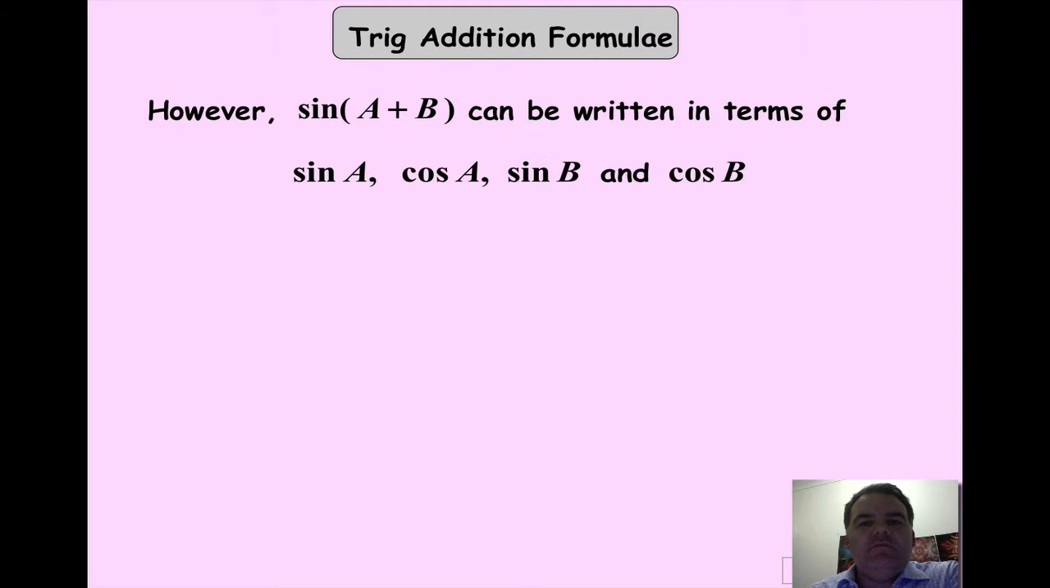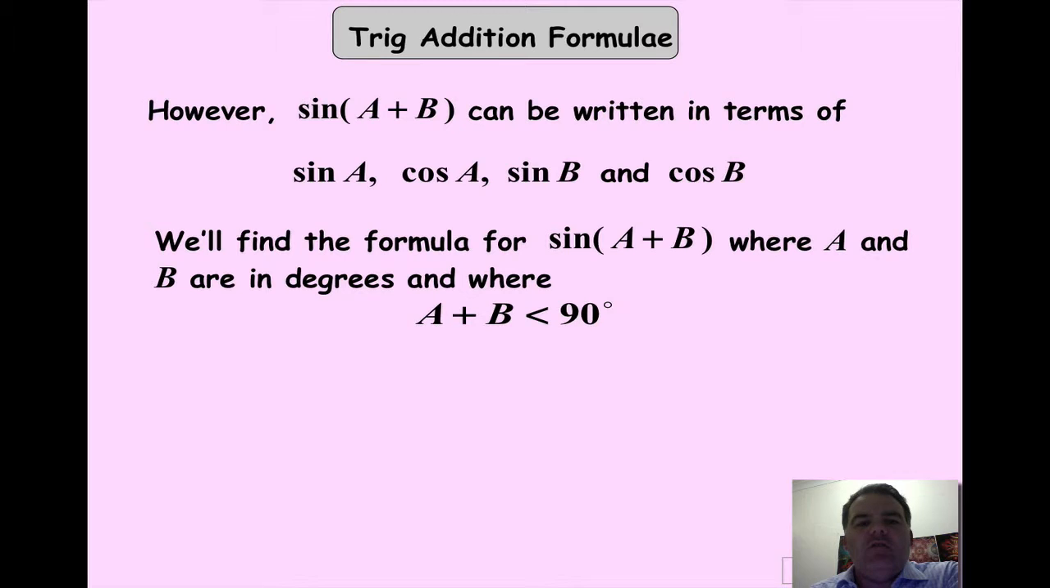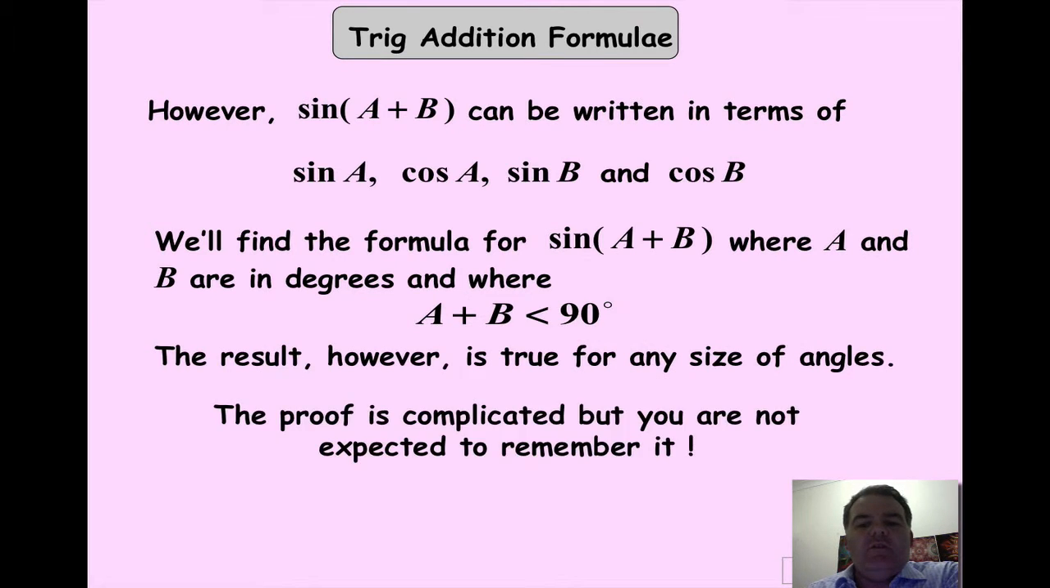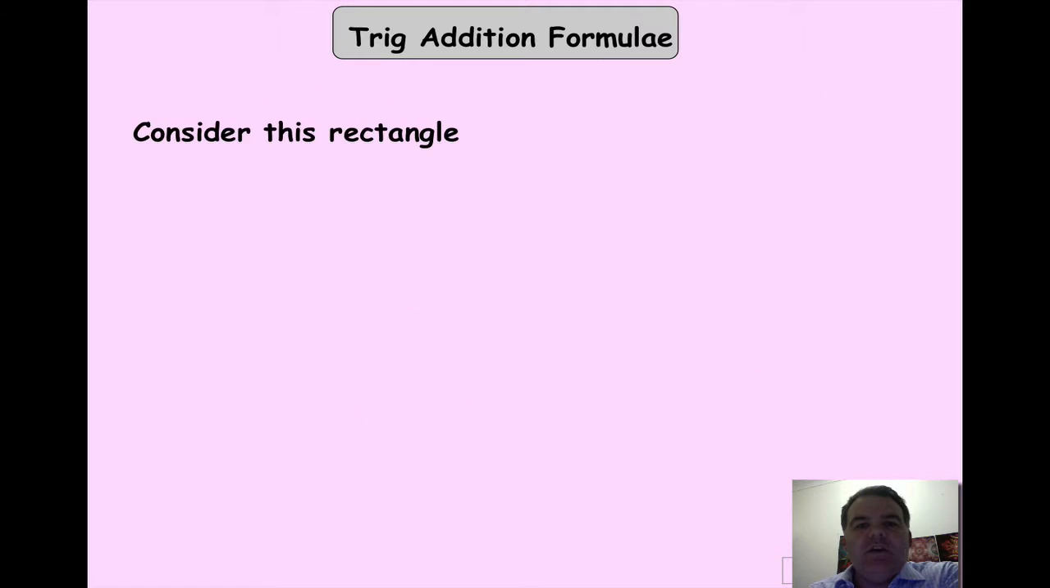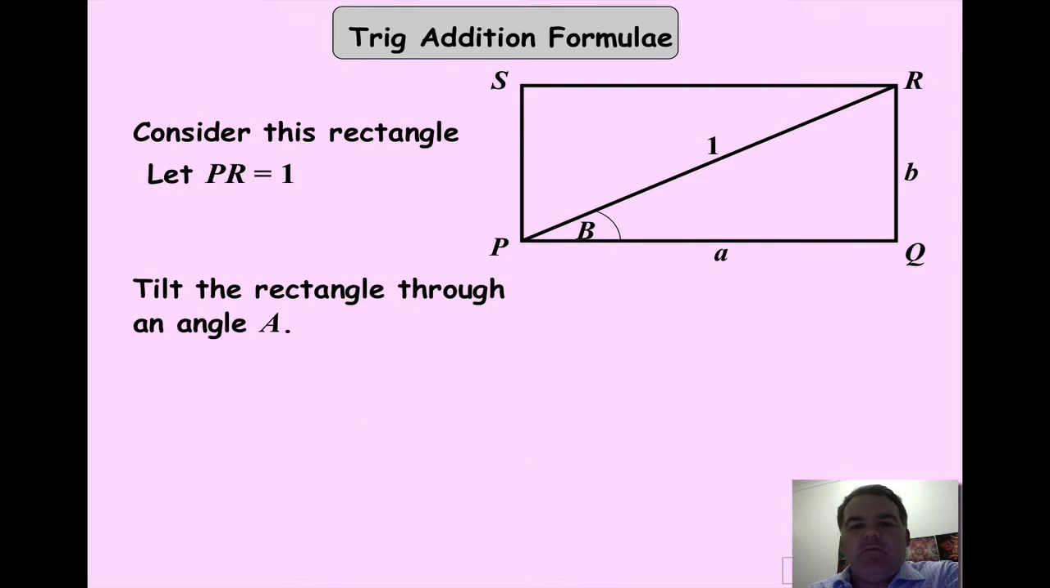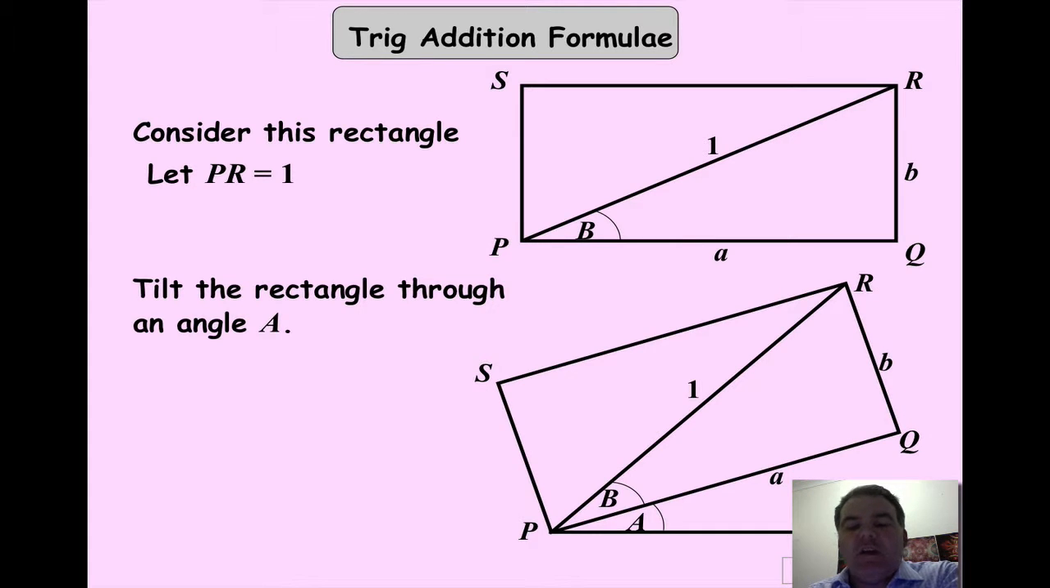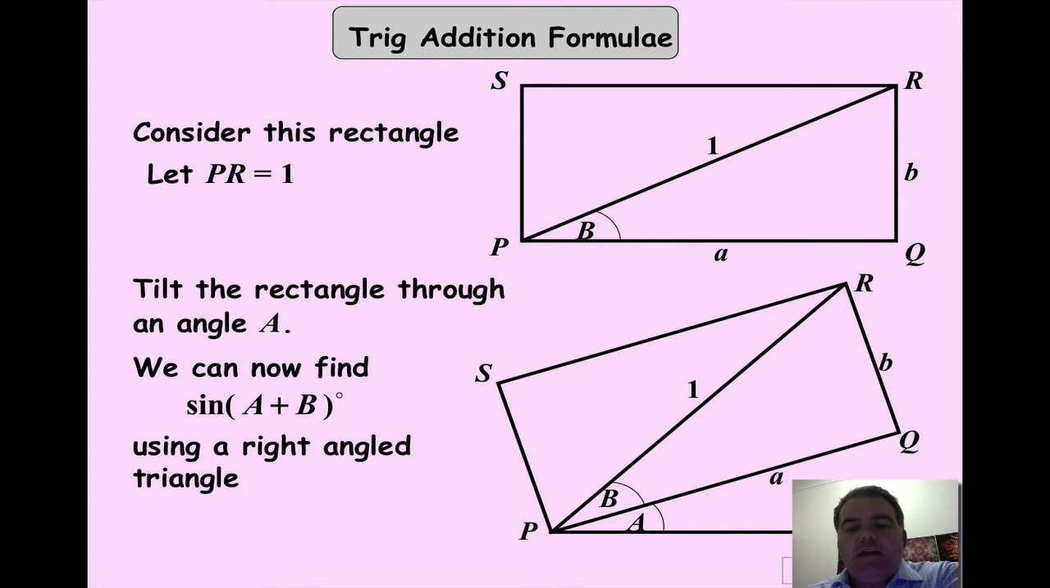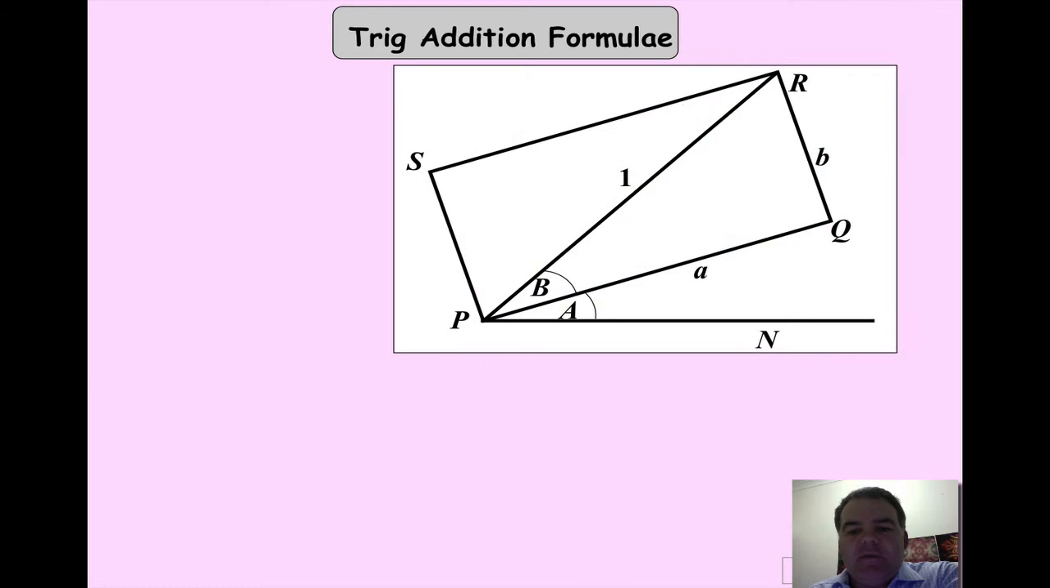So we can write it in terms of sine A, cos A, sine B and cos B. Although the little proof here is for acute angles, it does work. You don't have to know how to do this proof. Okay, so if we start with a rectangle, we've got angle B, and then we're going to rotate that rectangle around through an angle A. And what I want to get is an expression here for sine of A plus B.